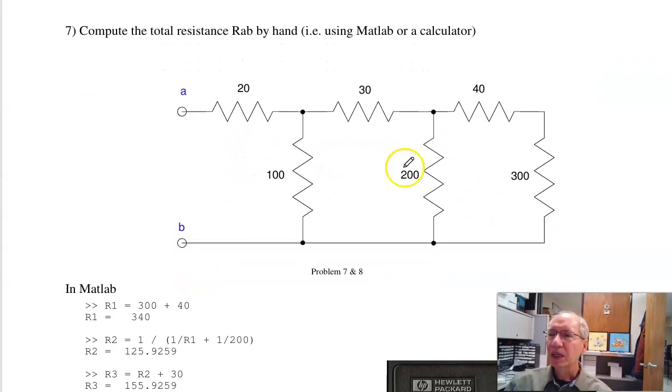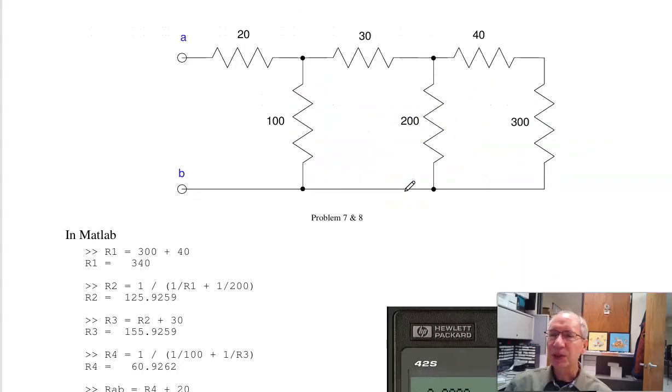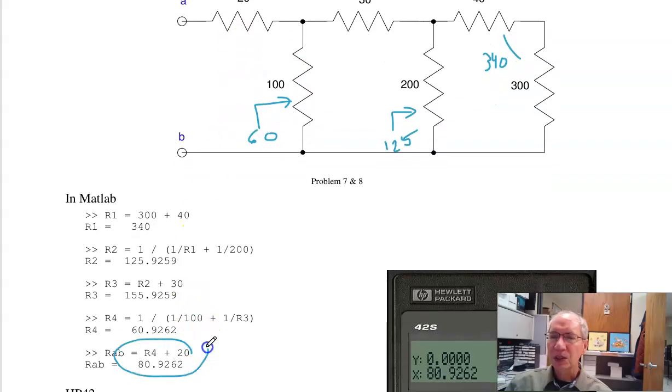Repeat. Here's the circuit. What's the total resistance? Again, the trick is to find series and parallel. These two are in series, so that gives you 340 ohms. 340 is in parallel with 200, gives you 125 ohms. In series with 30, gives you 155 ohms. 155 in parallel with 100 gives you 60 ohms. In series with 20, gives you 80 ohms. So there's the total resistance.